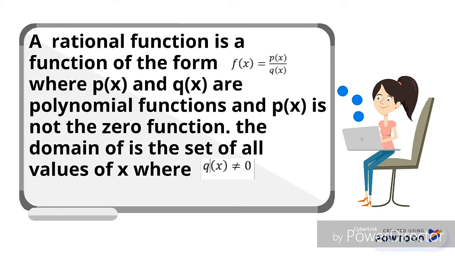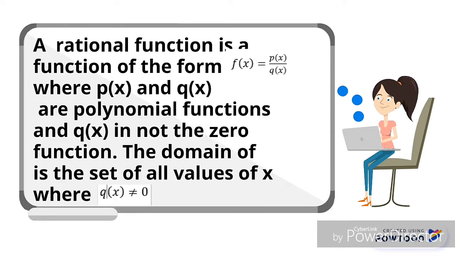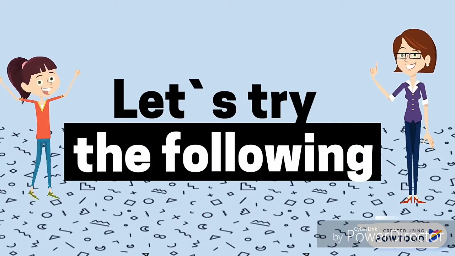A rational function is a function in the form f of x is equal to p of x all over q of x, where p of x and q of x are polynomial functions, and p of x is not the zero function. The domain is the set of all values of x where q of x is not equal to 0. Let's try this.